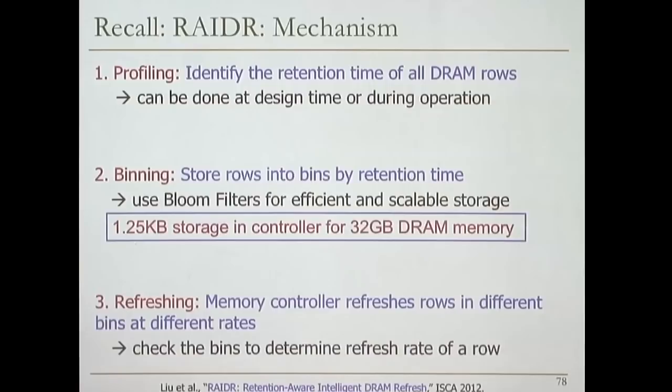So let's see how we can make RAIDR work. Remember, it consists of three steps: profiling, binning, and refreshing. And binning solves a particular problem. Refreshing is the easy part, basically. If you know how frequently you need to refresh a row, you can easily implement something that does refresh it. There's nothing really magic over here. Binning solves an important problem, which is that it reduces a lot of hardware cost into 1.25 kilobytes, and I will tell you about that. But it turns out the real difficulty is over here, the first part.